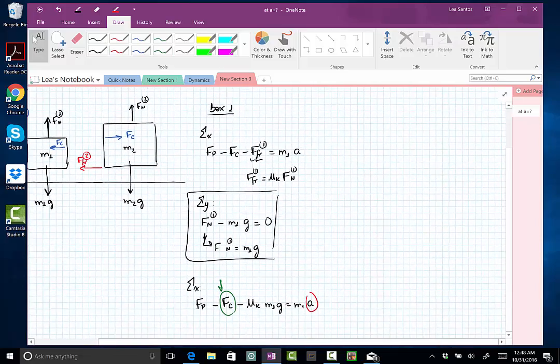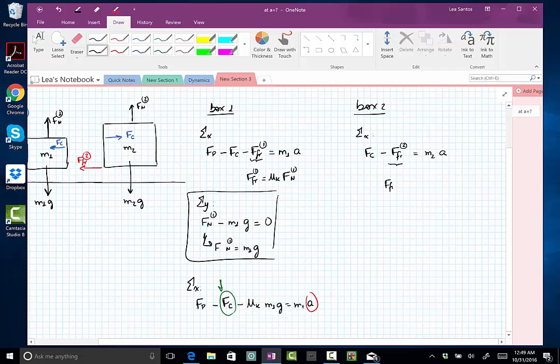So what I'm going to do is go to box 2. Let's put all the equations also for box 2. In the x direction, what do we have? Here we have just the contact force in the positive direction, and that's it. And we have the friction force trying to oppose the motion. This is the friction force on box 2, and it's going to move to the right. Acceleration is positive, and I have M2a.